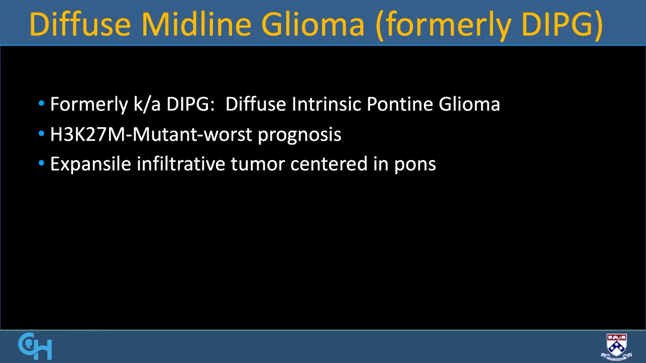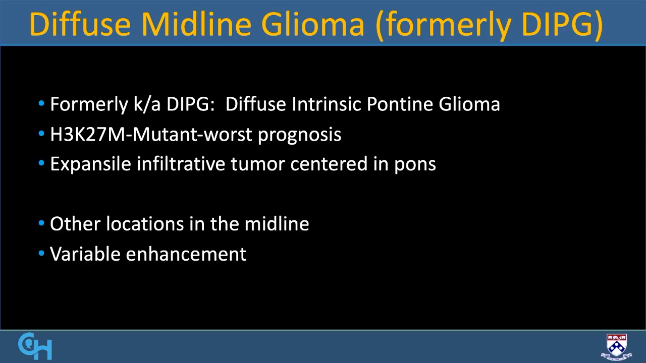DIPGs or DMGs are expansile tumors. They're infiltrative in nature and typically centered in the pons. Other locations of the diffuse midline glioma would include the thalamus and the basal ganglia as well. They demonstrate a variable enhancement, at least in the initial phase. In the later course, they can start showing enhancement as well as development of areas of necrosis within.